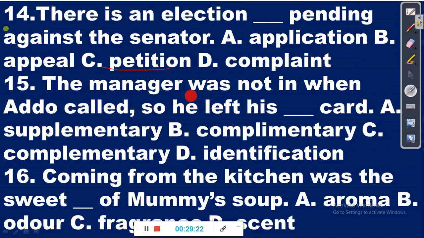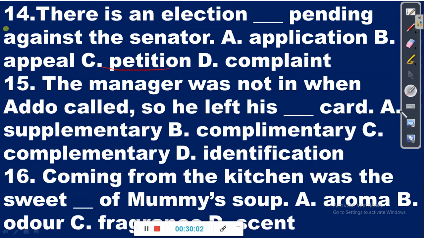Question 15. The manager was not in when Ado called, so he left his dash card. A, supplementary. B, complimentary. C, complementary, but you can notice the difference in spelling. The other one is complimentary, and the one in option C is complementary. Then option D is identification.